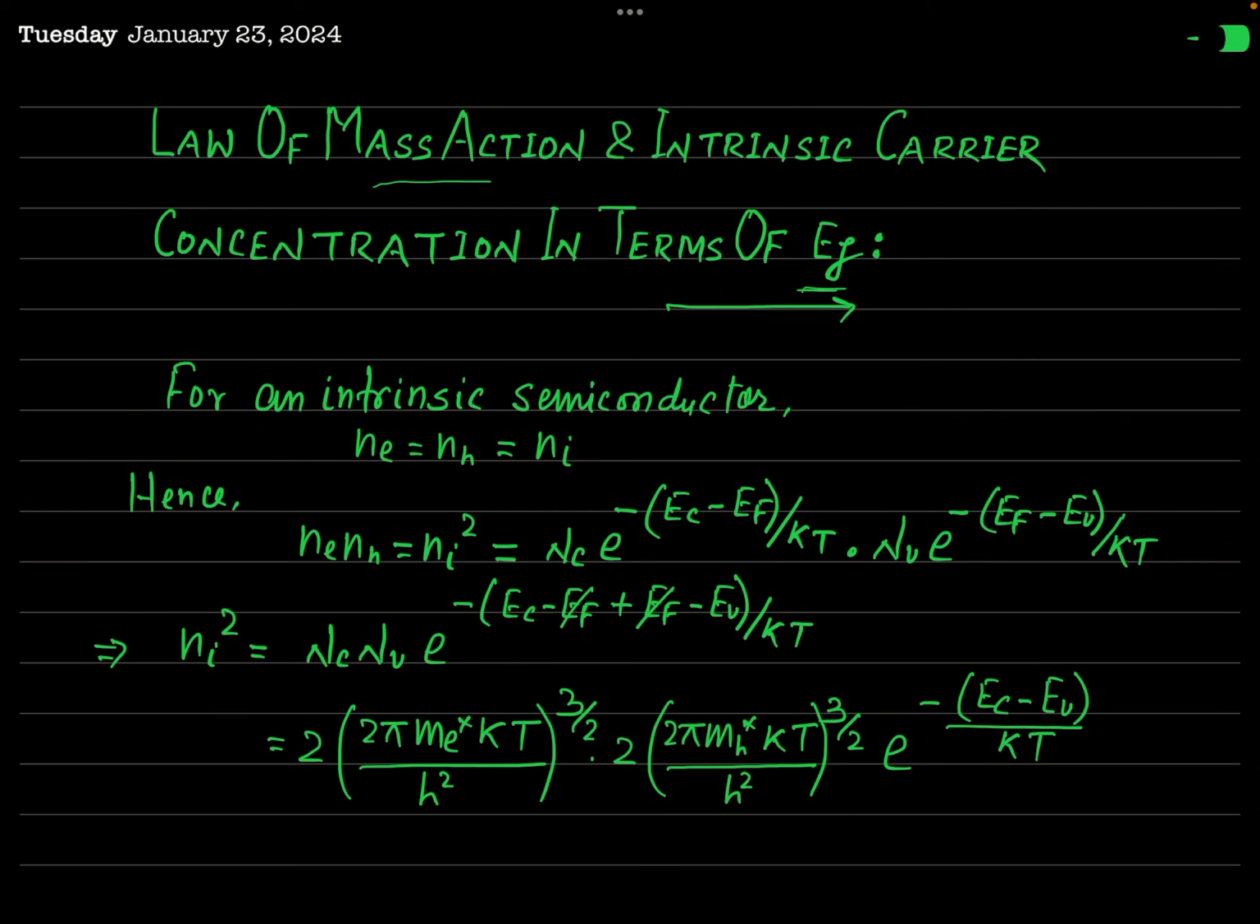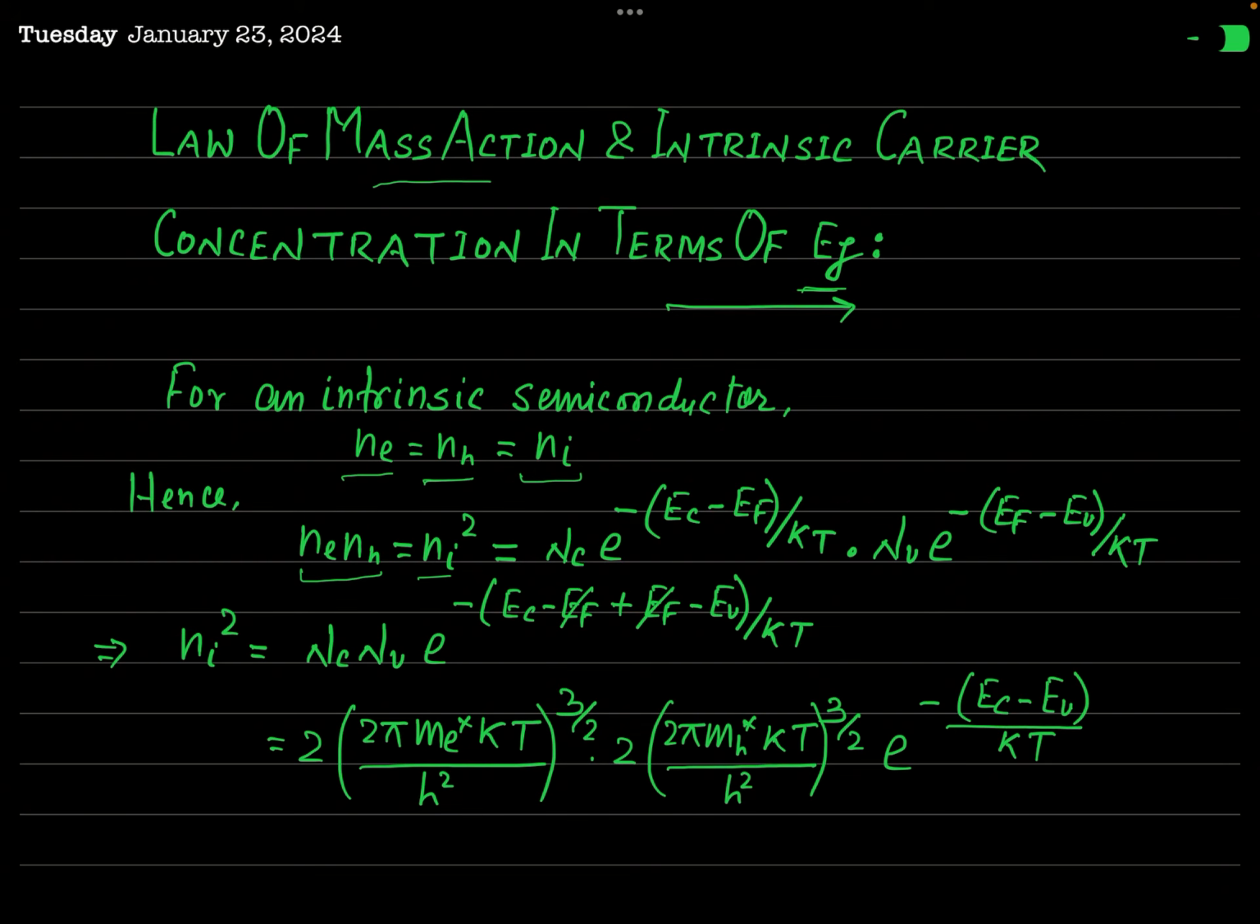So to know about this law of mass action, we will start with the fact that in case of an intrinsic semiconductor, the concentration of electrons Ne in the conduction band and the concentration of holes in the valence band are both equal. And we have denoted these two by the symbol Ni, which is called the intrinsic carrier concentration. So if you take the product of these two concentrations, that is Ne times Nh, that will be simply equal to Ni square.